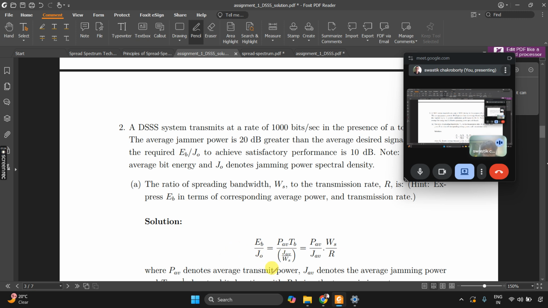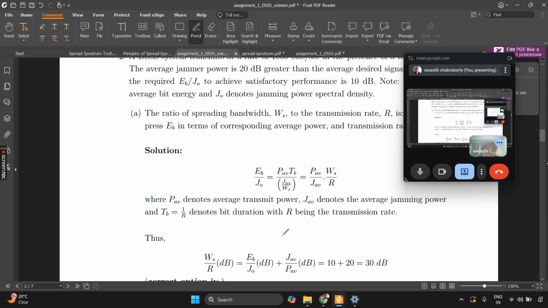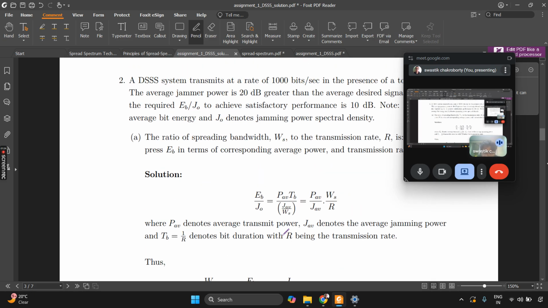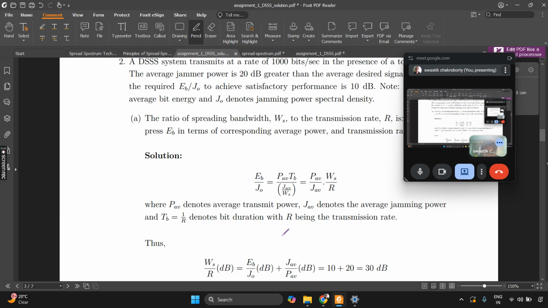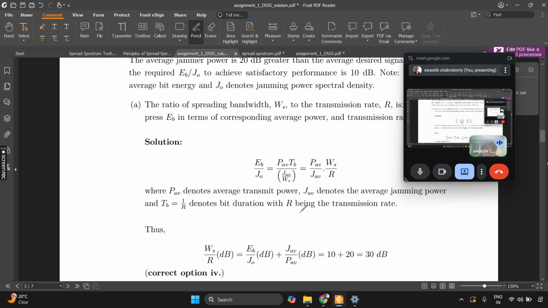So PSD is basically power by frequency and energy is power into time. So we rearrange the terms: Pav by Jav into Ws by R. Pav is the average transmit power, Jav is the average jamming power, Tb equal to 1 by R denotes the bit duration with R being the transmission rate. Now what do we have to find? We have to find Ws by R. So Ws by R is Eb/J0 into Jav by Pav, or Eb/J0 plus Jav by Pav in dB.